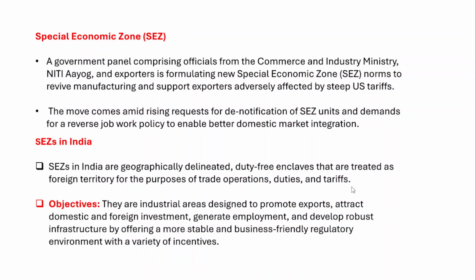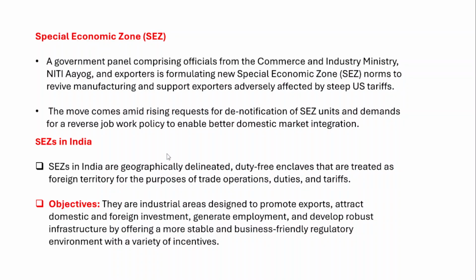However, why is it in the news? Let's understand why specifically it is in the news. It is in the news because a government panel, comprising officials from the Ministry of Commerce and Industry, NITI Aayog and exporters, is formulating new SEZ norms. The objective of formulating new SEZ norms is to revive manufacturing and support exporters who are adversely affected by the steep increase in US tariffs in recent times. That's why the government is formulating new norms for the special economic zones to revive manufacturing and support exporters.